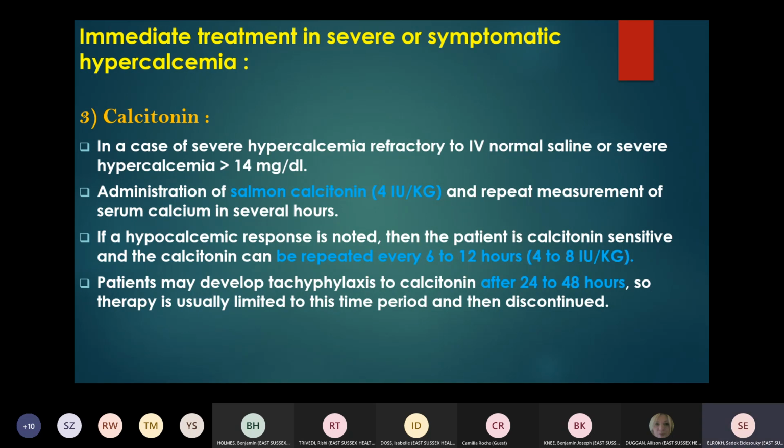And you have to bear in mind that the patient may have tachyphylaxis to calcitonin after 24 to 48 hours. So it's preferred to be given for 24 to 48 hours, not more than that. And of course, you have to liaise with the endocrine team or the nephrology team before giving calcitonin. It should be given by a specialist doctor or consultant. But just to be aware, calcitonin is given in a case of severe hypercalcemia more than 14 milligrams per deciliter, or in a case of refractory hypercalcemia, which is not improving after vigorous hydration.